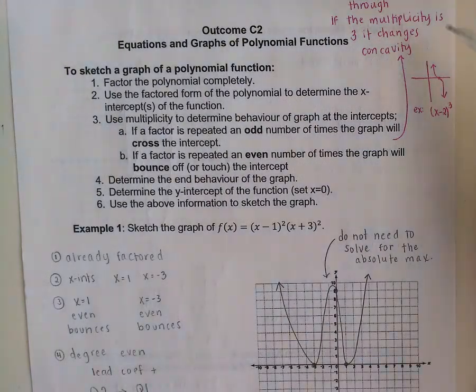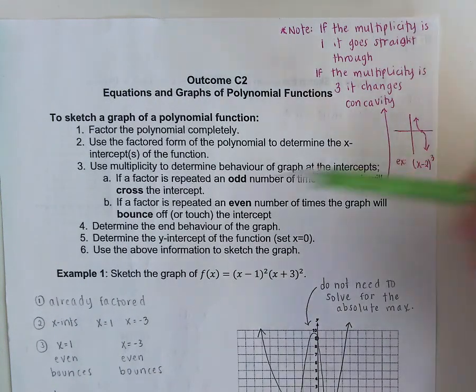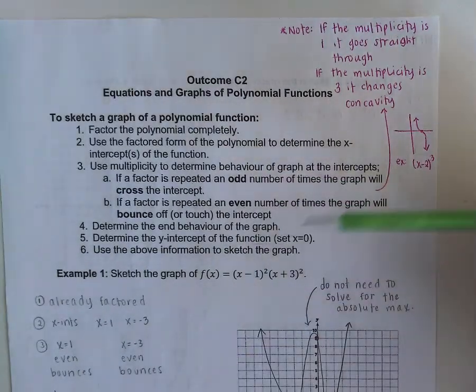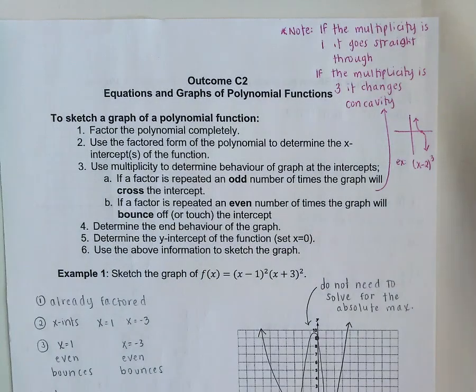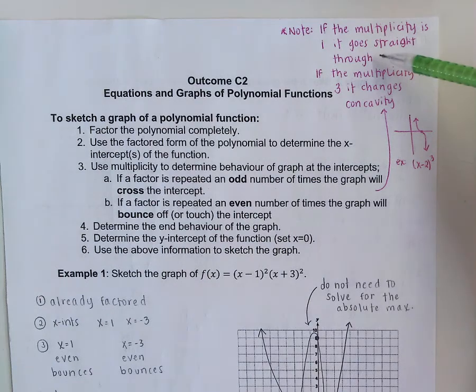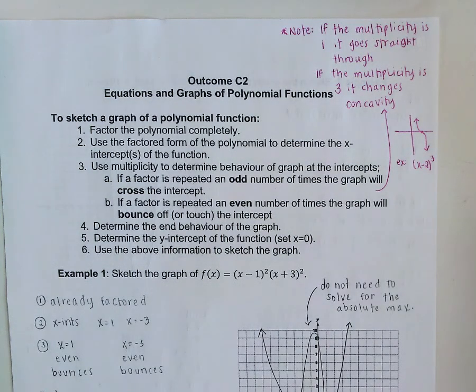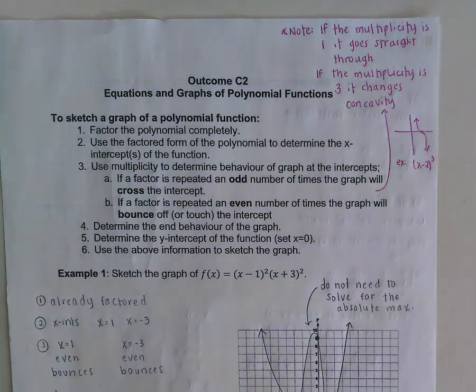Now I've got a little note on the side of your page here, and it says the number of times that a factor is repeated is called its multiplicity. If it's 1, it goes and crosses the intercept, it just goes straight through. If the multiplicity is 3, this graph actually goes straight through, but sort of changes in direction. And we're going to do some examples of these so you'll see what that looks like. But that's just a little side note to keep in mind.